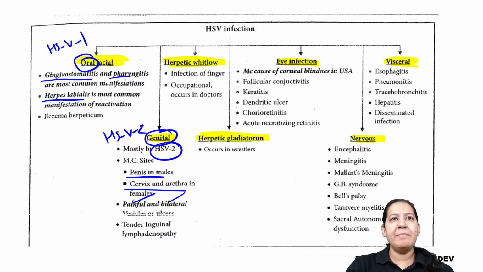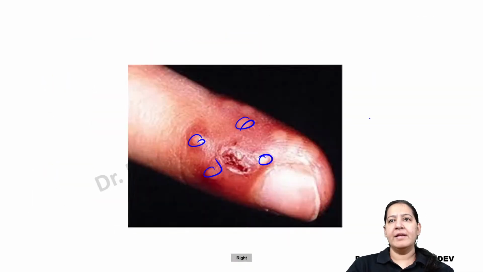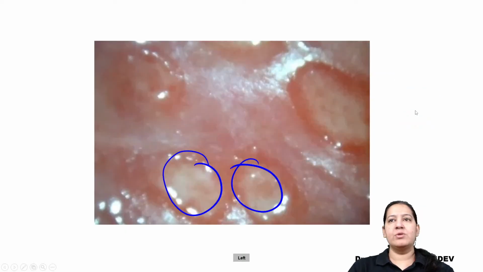Now one more thing, it can be formed around the finger. It is known as herpetic whitlow. Around the fingers, in this diagram, it is herpetic whitlow. Around the fingers, it is known as herpetic whitlow.